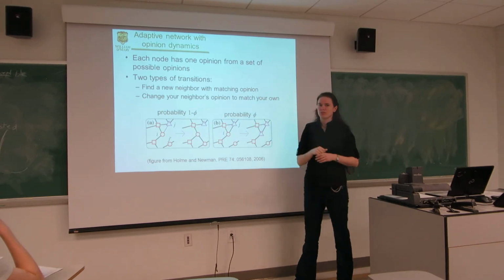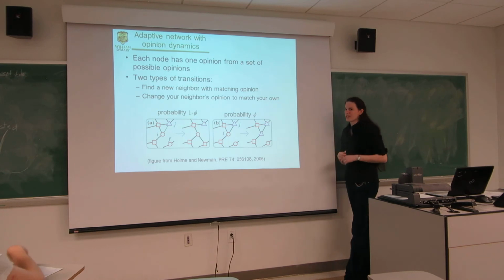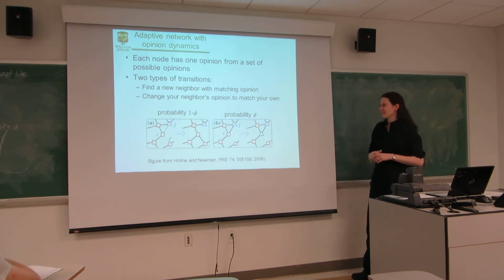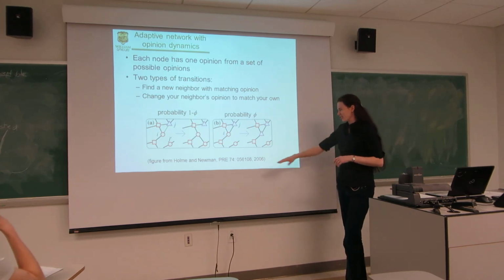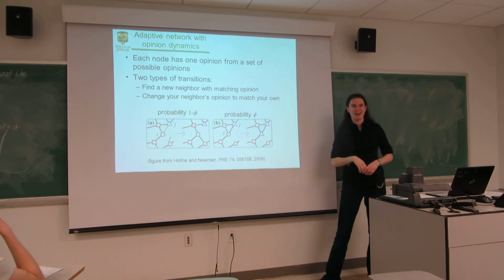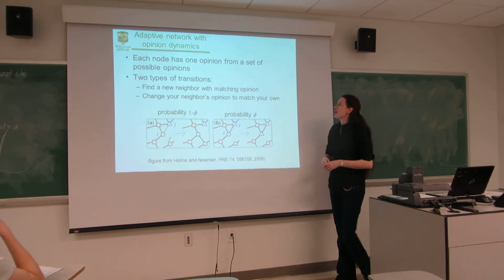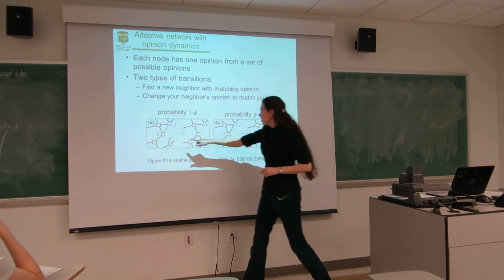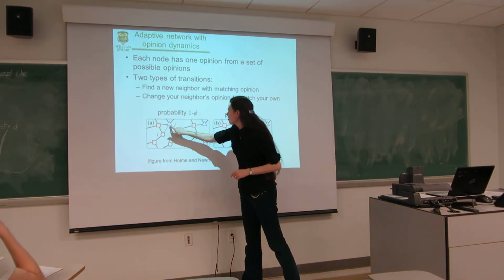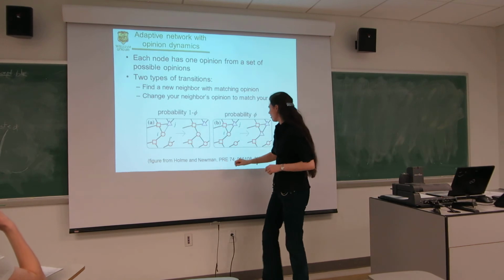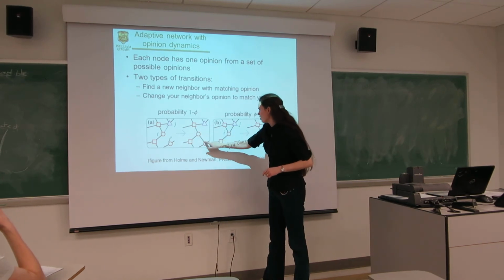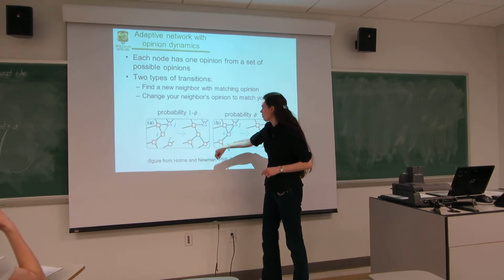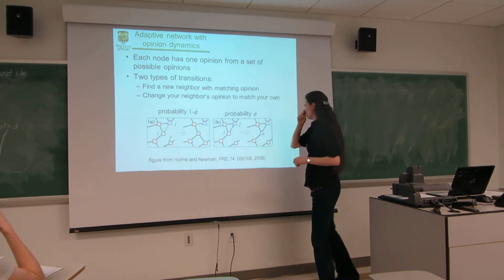If you have a friend who disagrees with you, you can find a new friend whose opinion does agree. This isn't a physics journal, Physical Review E. This is not social commentary or anything. But yeah, you can find a new friend. So this node I disagreed with J. I found a new neighbor over here to connect to and dropped the friendship with J.